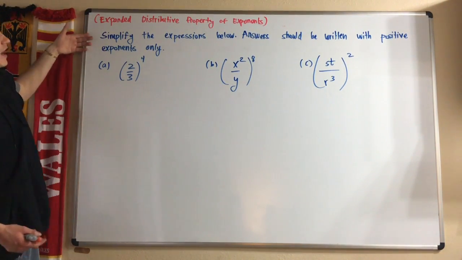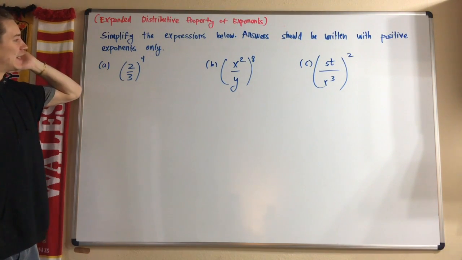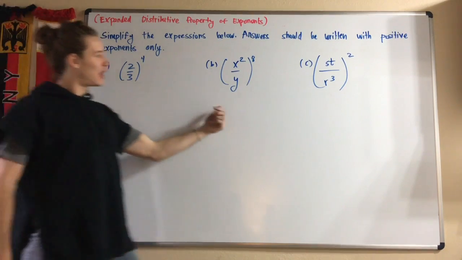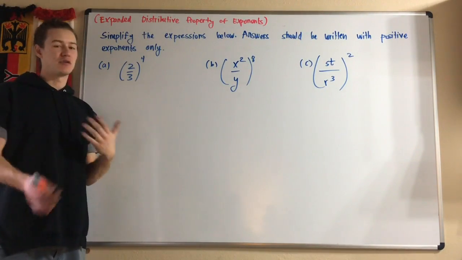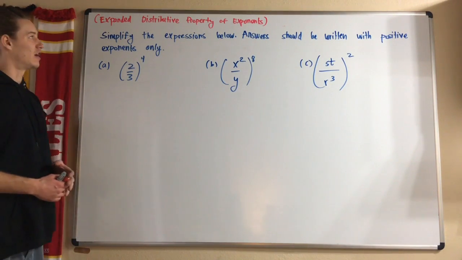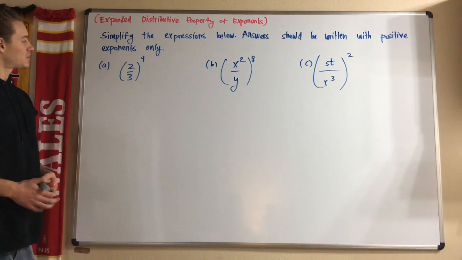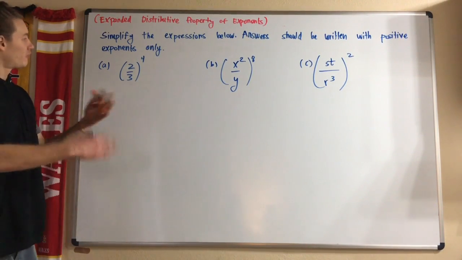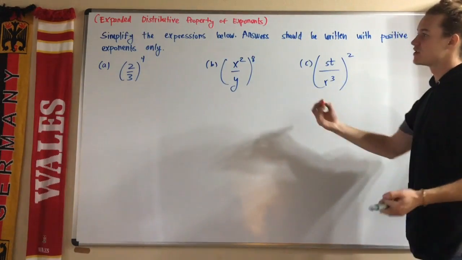What does it say? Simplify the expressions below. Answers should be written with positive exponents only. And notice in all these problems here in A, B, and C, we have quotients raised to powers, or powers of quotients. And that's when we think about this expanded distributive property, or just the distributive property with quotients. So let's do this first example here. Before we do the first example, let's remind ourselves what the distributive property says and what the expanded distributive property says.